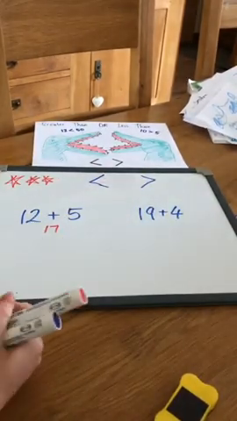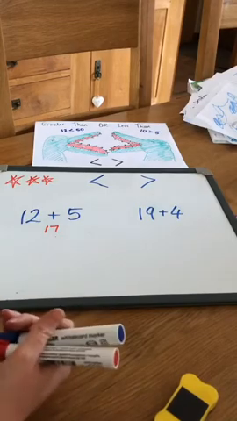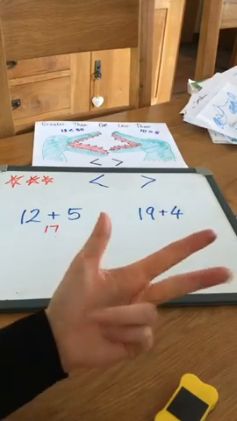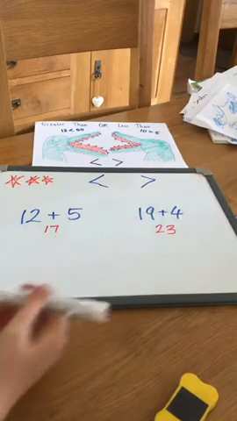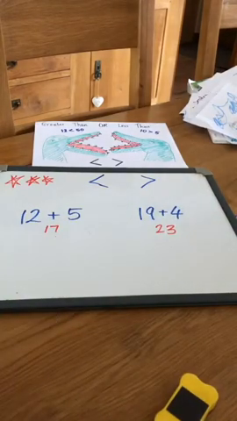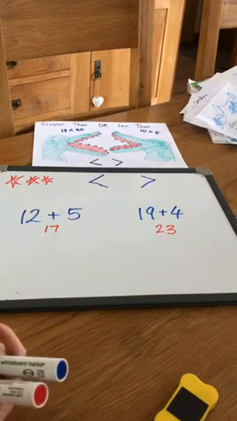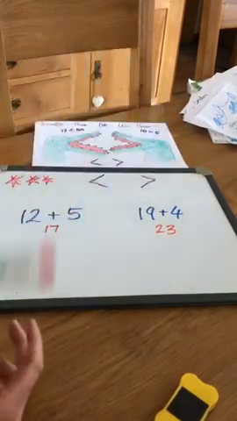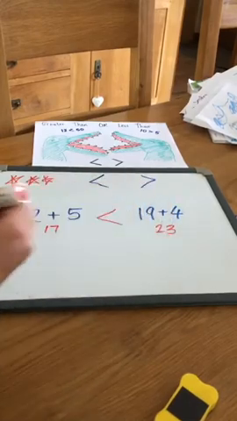And then we've got 19 add 4. 19 in your head and add 4 on. 19, 20, 21, 22, 23. Or you know that 4 is made up of 3 and 1, so you can do 19, add 1 onto 20, and then add your 3 onto 23. So which one's bigger? Yep, 23 is bigger, so we need to make the sign go this way.